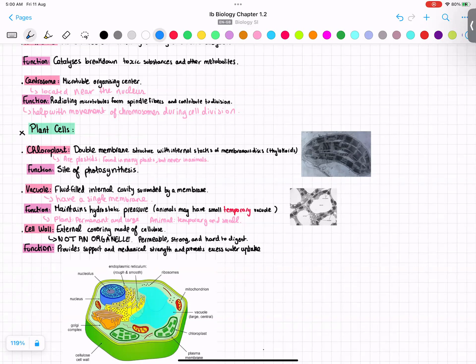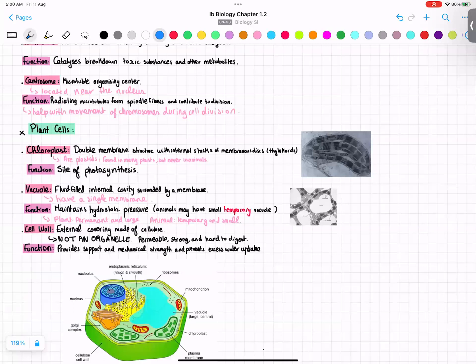And now the cell wall. This is very important in plant cells, because it's basically an external covering made out of cellulose. The cell wall is not an organelle, so please keep that in mind. It's mentioned in many sources that it's not an organelle. It's permeable, strong, and hard to digest, because us humans, for example, do not have the enzymes to digest cellulose. We are not able to digest cellulose.